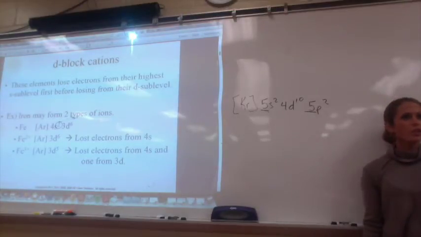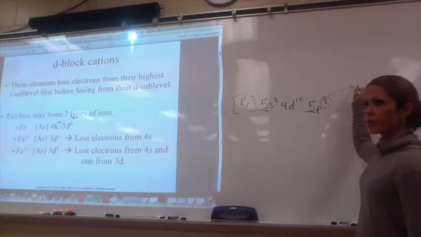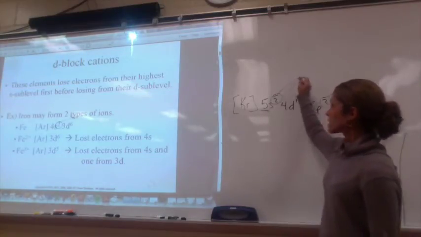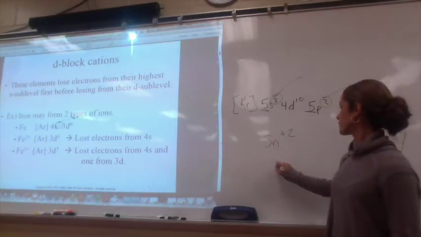So what do you think your charges are going to be? There's 2 of them. +2, +4. Because this is filled, so it doesn't have a desire to lose any of them from there. So it's going to lose its 2 first from the P, and then lose its S. So +2, +4 are common charges for tin.